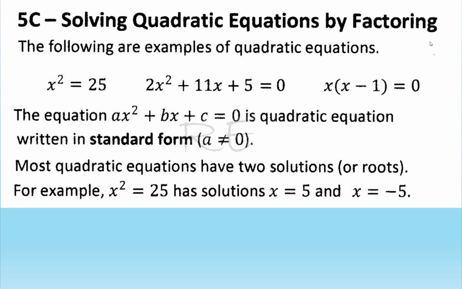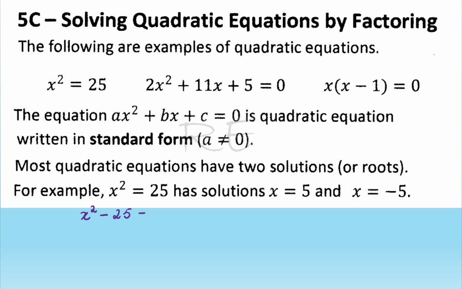The following are examples of quadratic equations. x squared equal to 25. 2x squared plus 11x plus 5 is equal to 0. x times x minus 1 is equal to 0. ax squared plus bx plus c equal to 0 is a quadratic equation written in standard form if a is different from 0. Most quadratic equations have two solutions or roots.